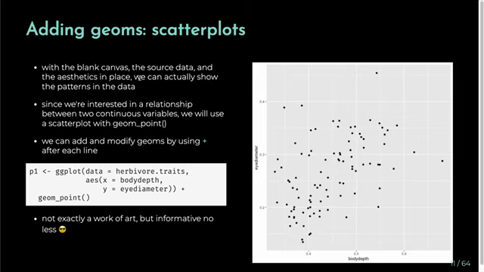Okay, so let's add the geometry. We can simply start by using points. So this is a simple XY scatter plot. Most of you will probably be familiar with that. And that's called using this geom point argument in ggplot. And when we do that, what we get is not necessarily a work of art, but it is very informative. We can now see that there seems to be some kind of relationship between body depth and eye diameter just by plotting the actual data points on here using the geom point function.